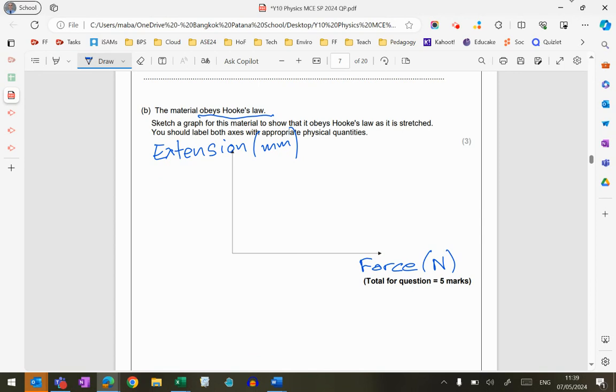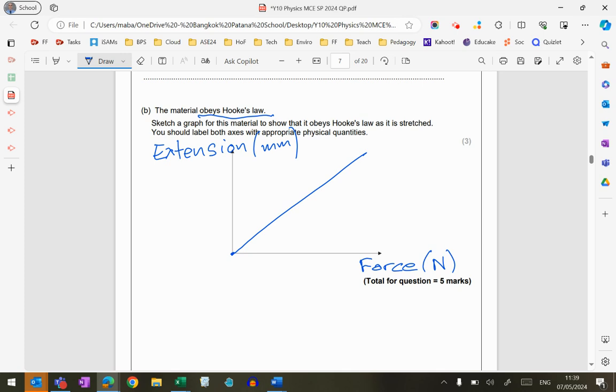And with Hooke's law, lots of you could remember that Hooke's law states that the extension is directly proportional to the force. Okay, and if something's directly proportional, it's going to go through 0, 0, and then it's going to be a straight line. So a straight line through the origin.